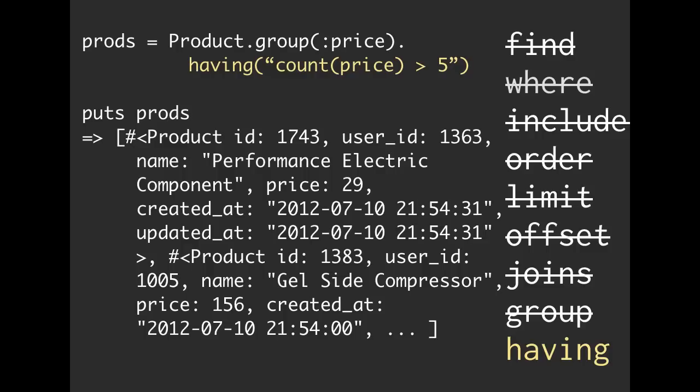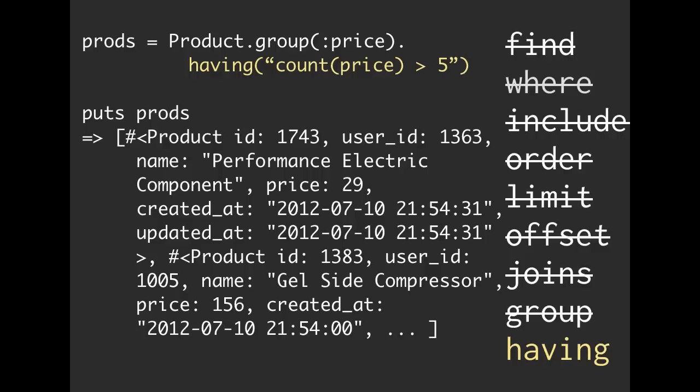We can say we are grouping by price. We are grabbing all of our products and grouping by price. So if we've got five items that cost $5, then the total count of those would be five. So in our having clause, we can say having count, and then we put in the thing that we have just grouped by. So we group by price. That's going to be the number of prices.